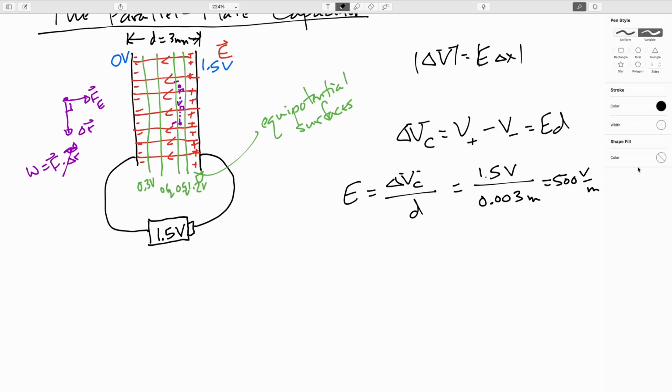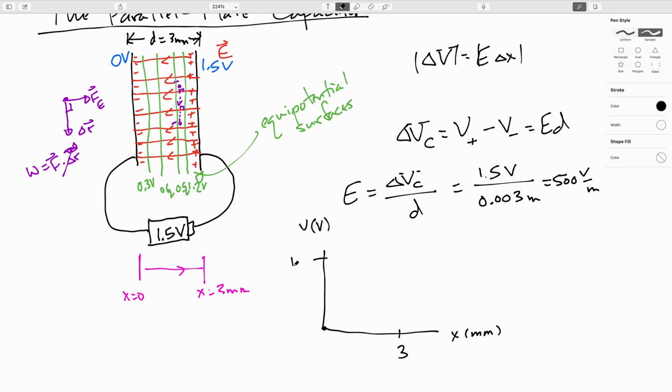Now we could also, if we prefer, make a plot. If I were to superimpose a coordinate system here, I could say that this location here is x equals 0, this location here is x equals 3 millimeters, and just run a number line from the one to the other. If I do that, I could make a plot of the voltage as a function of position. So we know that at x equals 0, the voltage is 0, and at x equals 3 millimeters, the voltage is 1.5 volts, and it will just go nice and uniformly like that.